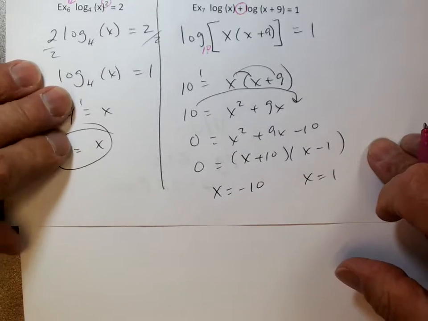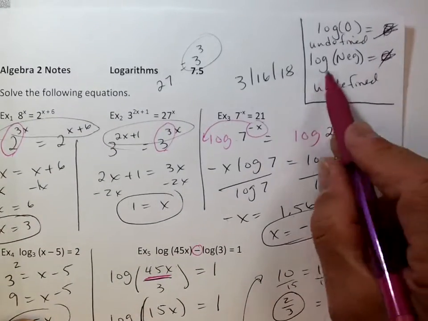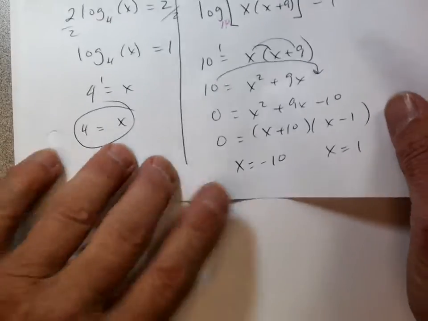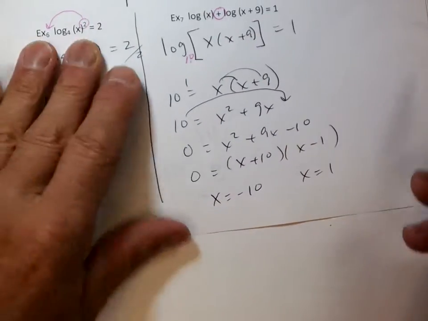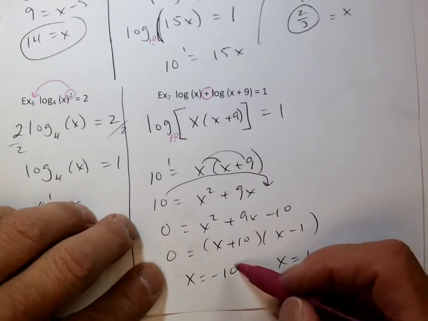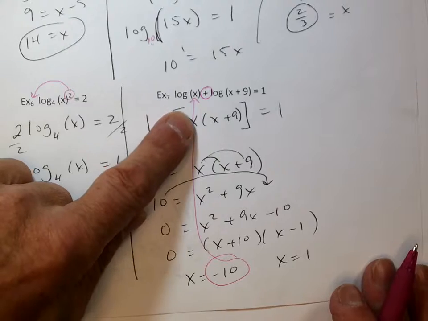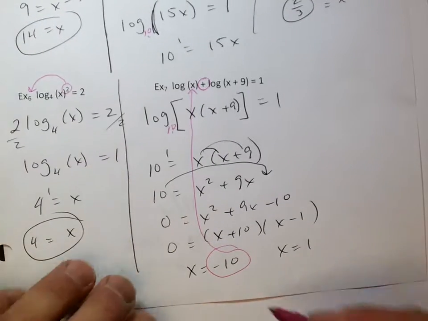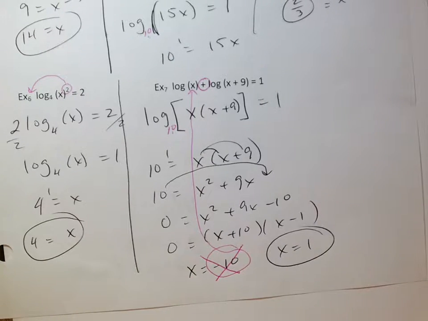Now I'll slide it back, but let's go back to that little thing. Logs can't be negative, right? Can't have a log of a negative number. So if I were to take the negative 10 and plug it back into the original, we'd have log of a negative 10, which you cannot do. You're going to get an error in your calculator. So we throw the negative 10 out, and you just get an answer of 1.